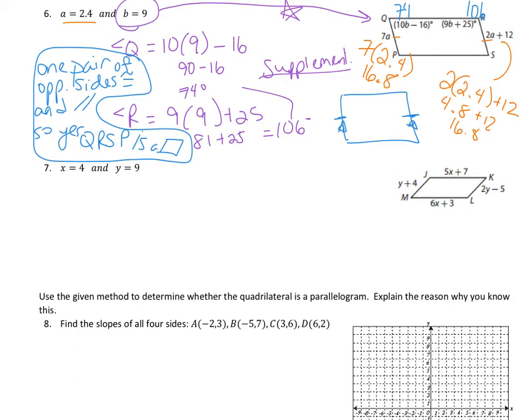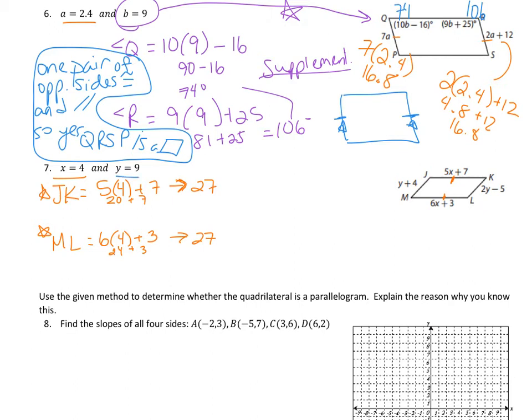Number 4, I would like you to first find the values with the x value put in there. So what is the length of JK and what is the length of ML? So we need to find both of those right now. JK and ML should both be 27. This gives us one set of opposite sides that are congruent to each other. And now I want you to find what the values with y are going to be. So that would be JM and LK. So now go find what those values are as well.